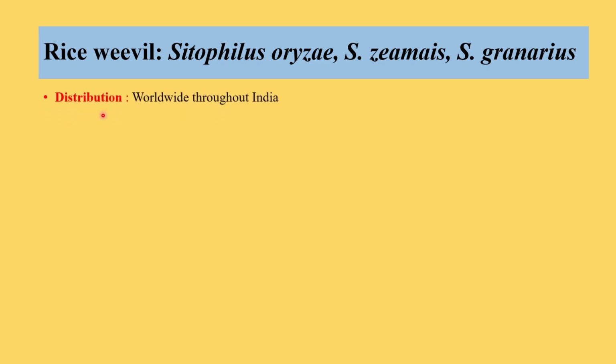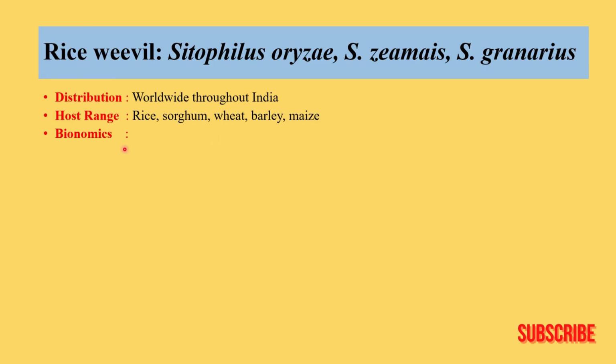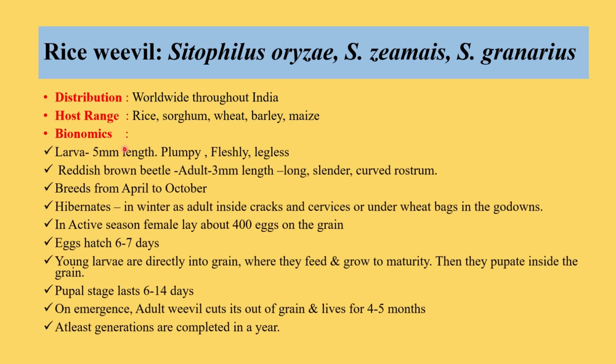Coming to the distribution, it is worldwide, throughout India, and the host range includes rice, sorghum, wheat, barley and maize. Not only rice, it occurs as a primary pest in sorghum, wheat, barley and maize. We will see the biodynamics, how the developmental stages occur and what the colors are at the different developmental stages. The larva is 5 mm in length, fleshy, legless and reddish brown. The adult beetle is 3 mm in length, long and slender, with a curved rostrum.